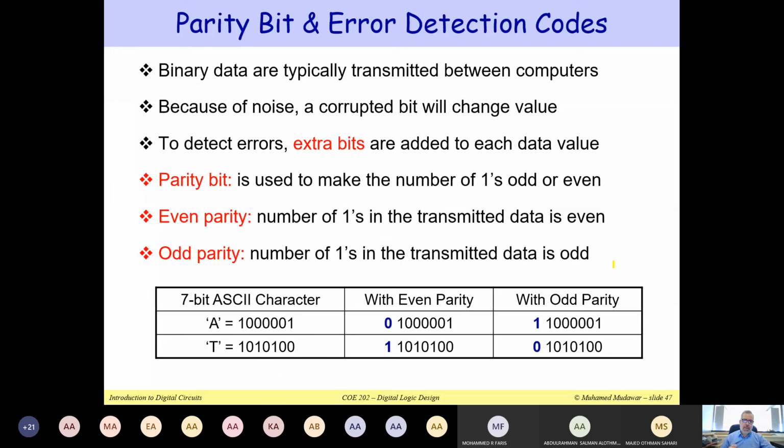There is more here about parity and error detection codes. I'll come back to this topic later, about parity generation and parity error detection, but I'll skip it for now. There are only 2 slides here, so I'm going to skip it for now, and then I'll come back to it in a later presentation.